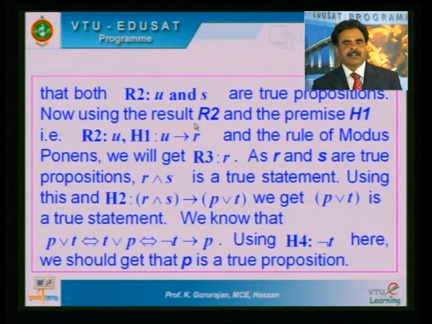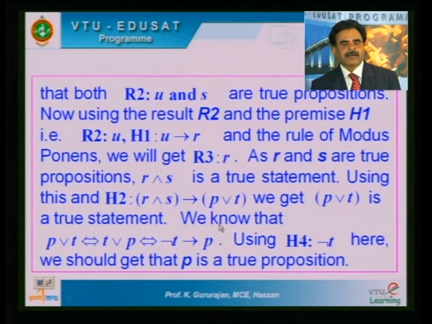Now, consider this result, R2, and the first premise, that U implying R. Now, U is true and U implying R is true. Therefore, by modus ponens, I will get result number 3, that R is true. Now, R and S are already true propositions, as we have found. So using the second premise, H2, R and S implying P or T, I get that P or T is a true statement. Because R is true and S is true, R and S is true, and R and S implying P or T is true, which is H2 actually. So I will get that P or T is true.